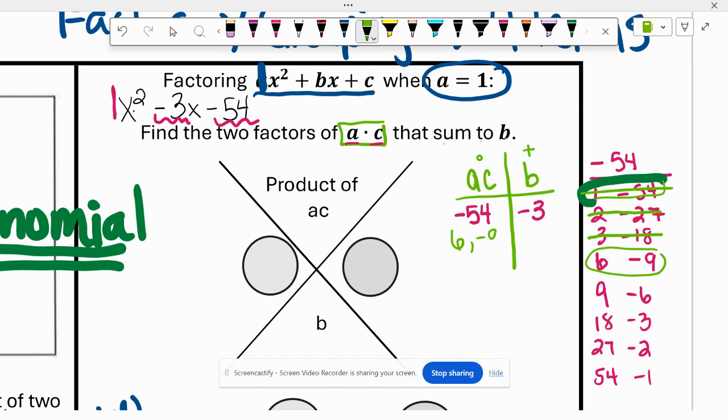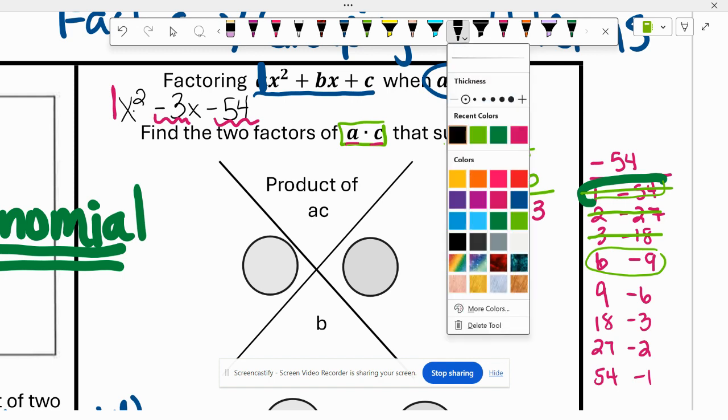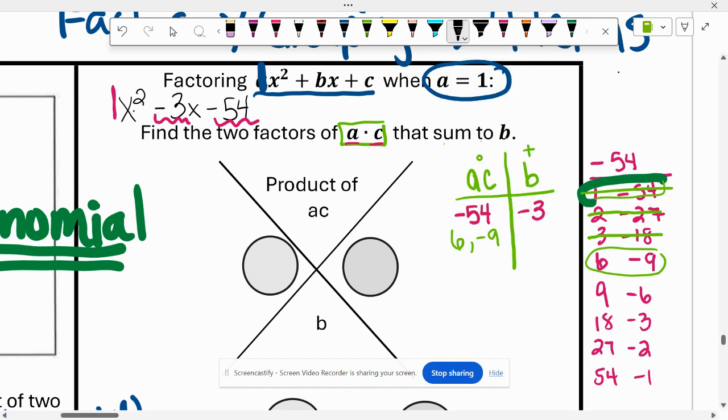6 and negative 9. So when you fill out this, it's called an X. Some people call it a diamond, but it's an X factoring or an X chart. So when you fill this out, the top part of your X is the product of A times C. That's negative 54. The bottom is the sum, they sum to B. Well, what is B? It's negative 3. And then you put your two factors right here. We're using 6 and negative 9.